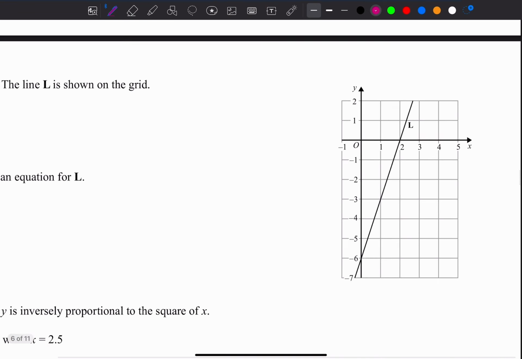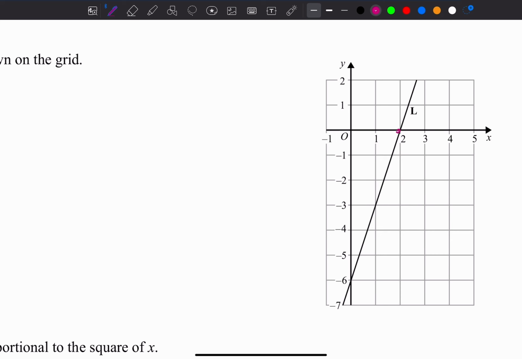Equation of this line, make sure you work it out. A good point is probably here, 3 and 1. 3 divided by 1 is 3. So y equals 3x in that case. And where it crosses the y-axis, minus 6.